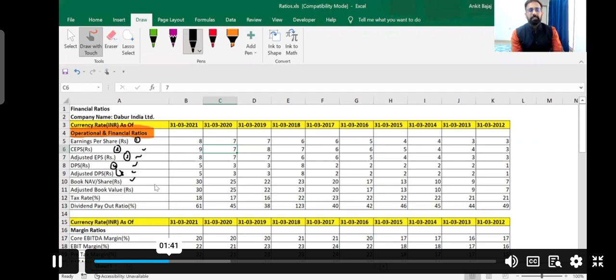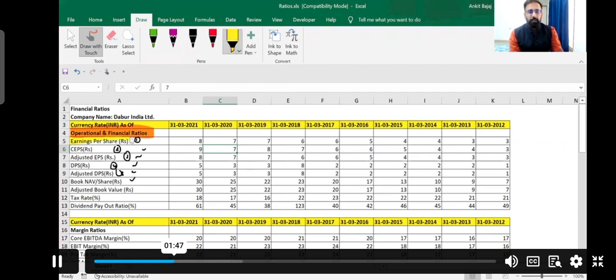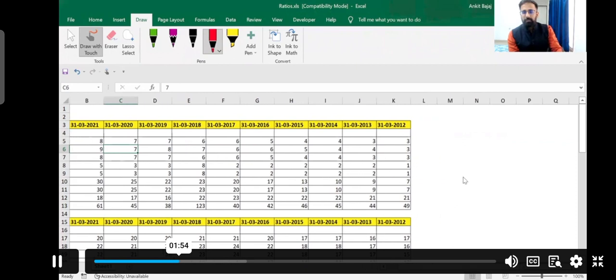Now the very first ratio which I would like to discuss is earning per share. What actually is earning per share? First of all, I will tell you the formula of earning per share. The formula of earning per share is PAT divided by outstanding shares, right? PAT divided by outstanding shares. Now, what is the meaning of outstanding shares? Outstanding shares means the number of shares the company has issued to the public, right?